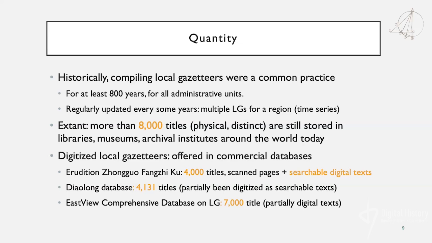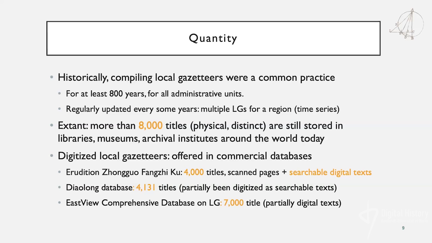But the other thing is that there are more than 8,000 titles, physical, distinct copies. We're not talking about the same title stored in different libraries, but 8,000 distinct physical copies of different gazetteers still exist in libraries, museums, and archival institutes around the world. And a large amount of them are already digitized. So there are digitized local gazetteer databases offered by commercial vendors. I list three major ones, and we are working mainly with the first one.